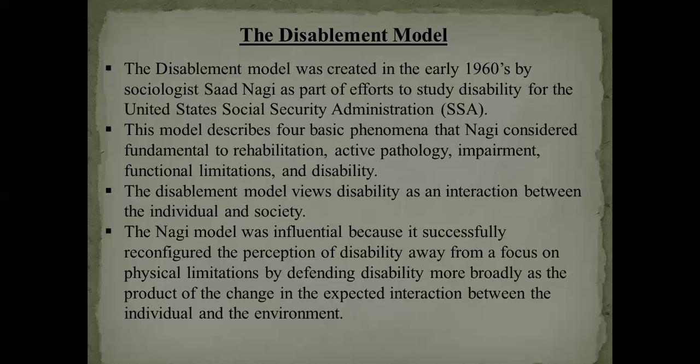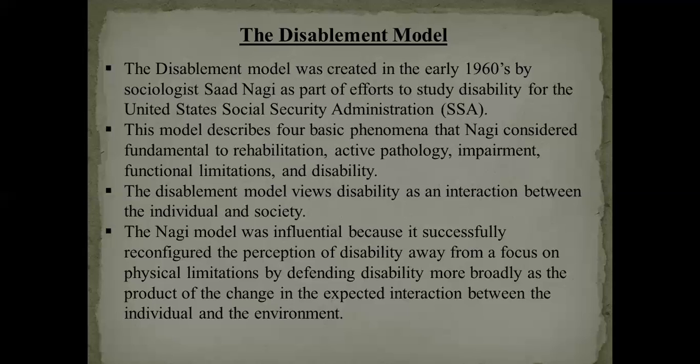The next term is impairment. What is the next basic phenomenon? Impairment means the complete loss or damage to, or interruption in, normal body structures or systems. Interestingly, this model describes how active pathologies commonly result in impairments, but the reverse is not always true. For example, an impairment such as a congenital limb absence is not the result of active pathology. This is where we learned the difference between disability and impairment.